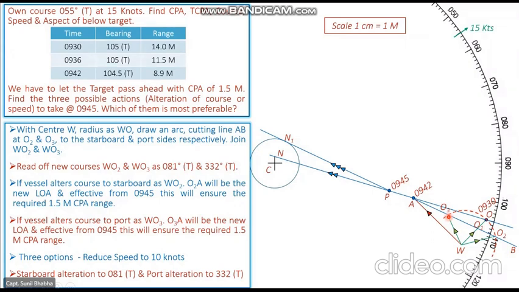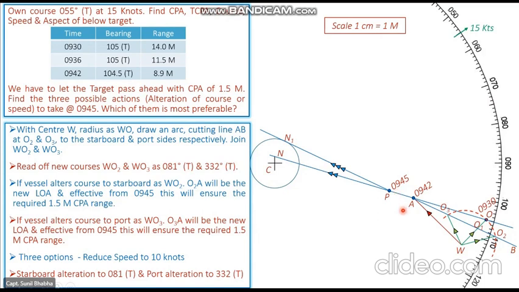However, alteration of course to port is ruled out in this particular case, because if you alter to port, one, it requires a much larger alteration. The amount of alteration which is required is much larger compared to the starboard alteration, and even if you do it, the own ship would have to remain off course for a very long period of time. You see, the rate of approach will become very less. O3A gives you the rate of approach, and our ship will have to stay off course for a much longer period. So alteration to port is not recommended in this case.